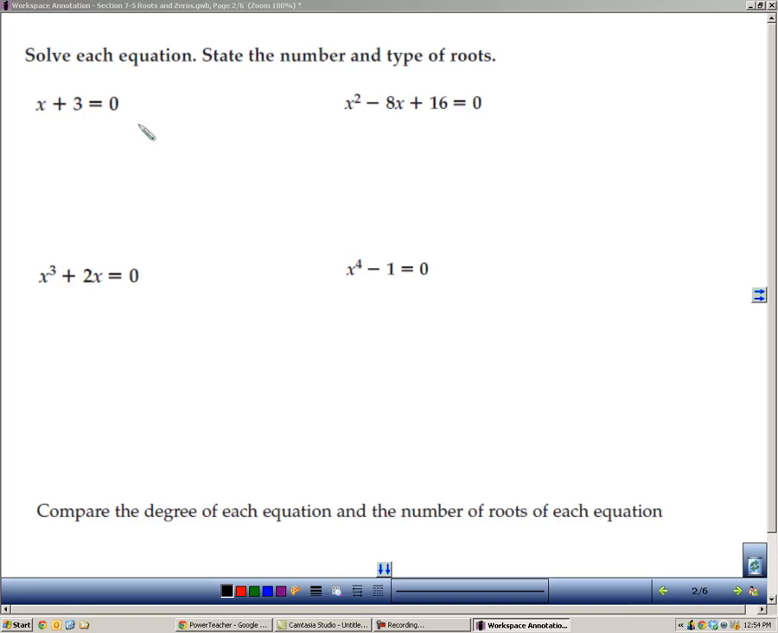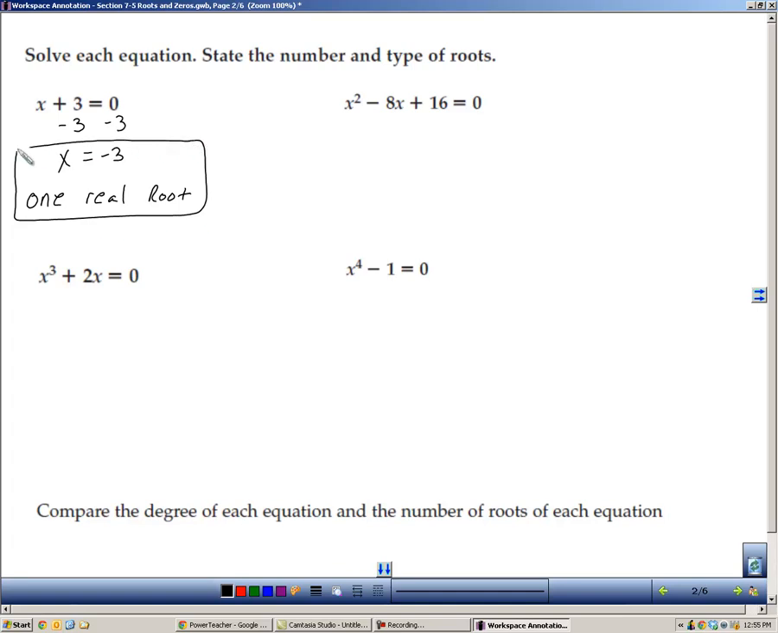Here we have a number of examples where we have to solve these equations and then tell how many roots there are and what type of roots they are. So we'll start by solving this first one. This one, because it's a first degree, we're just going to subtract the 3 and say that x equals negative 3. So this has one real root because negative 3 is a real number, and that solution is negative 3.